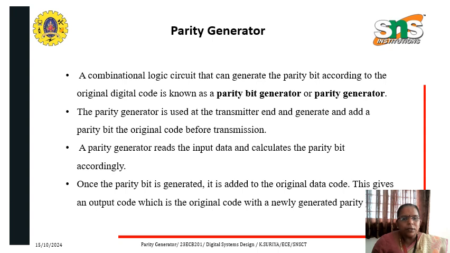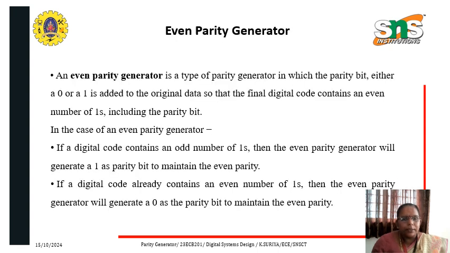First, a parity generator reads the input data and then it calculates the parity bit accordingly. Once the parity bit is generated, it is added to the original data code. So this gives an output code which is the original code with the newly generated parity bit. So there are two types of parity generators, even and odd parity generators. So first we'll see about the even parity generator.